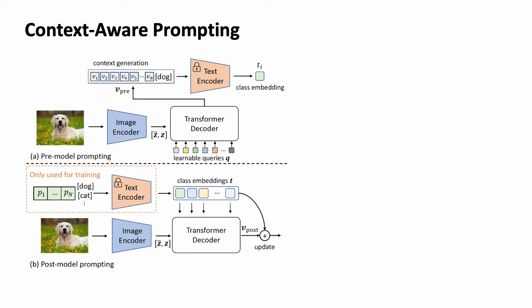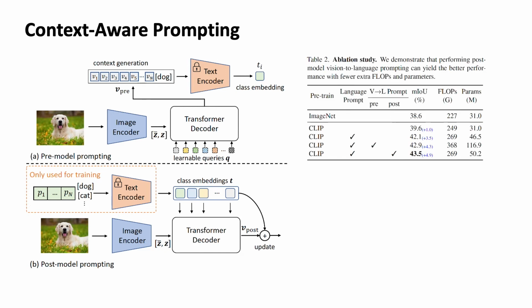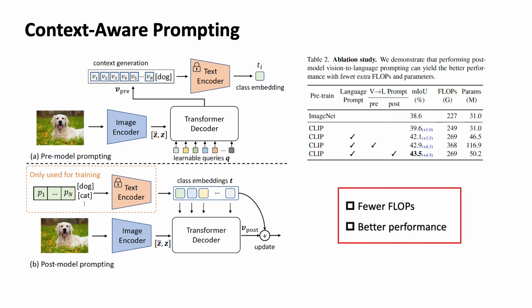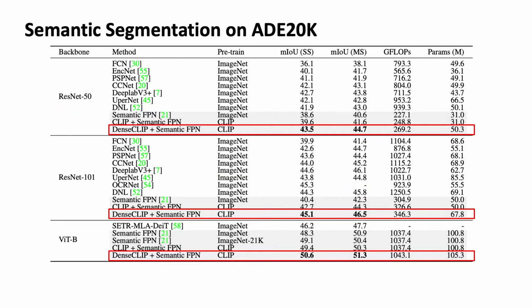We also propose two strategies of context-aware prompting to mitigate the domain gaps by refining the text. The first is pre-model prompting. We pass the features to a transformer decoder with learnable queries to encode visual contexts, and the results are served as the textual contexts. The second choice is to directly use the text features as the queries of the transformer decoder, and the results are used to update the text features via a residual connection. Although the two variants aim at the same goal, we prefer the post-model prompting because it can achieve better performance with fewer FLOPs. We now evaluate our method on ADE20K.